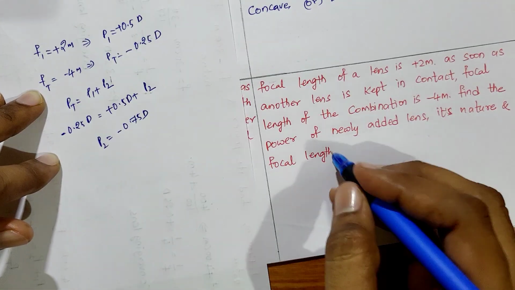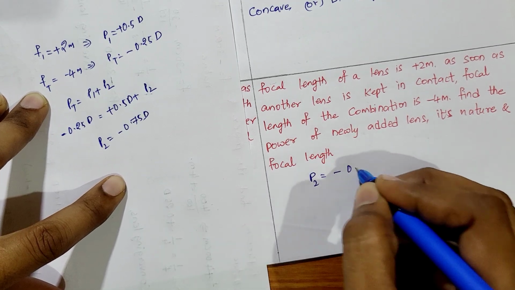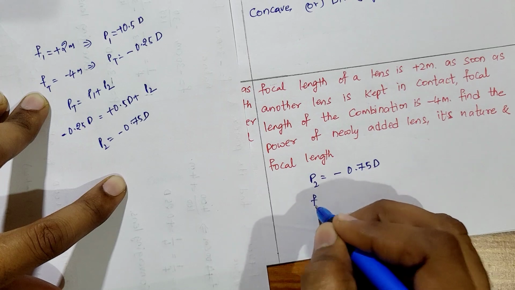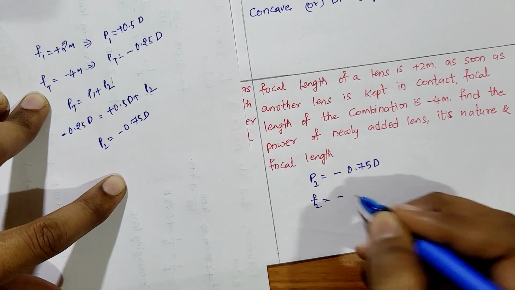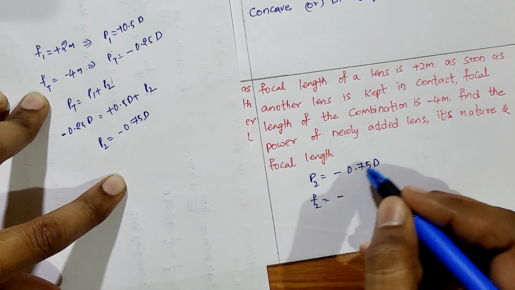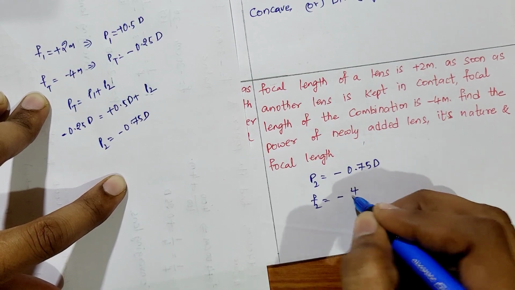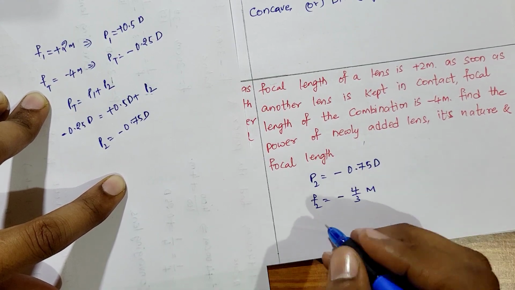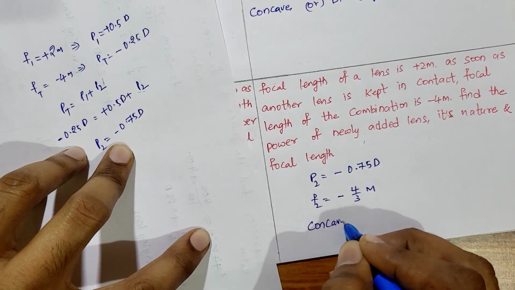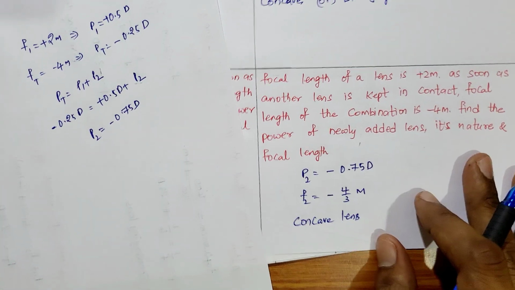So here P2 is going to be minus 0.75 diopter, and what is going to be the focal length? F2 will be equal to minus 4 by 3. 0.75 means 1 by 0.75, 100 goes up, 25, 4 by 3. So it is minus 4 by 3 meters. And which type of lens is it? It is a concave lens, or else you can also take it as a diverging lens.